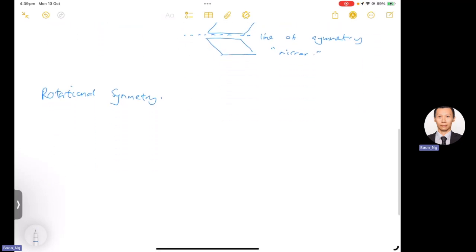The second one, rotational, is more complicated. There are a few things that you need to look into. One is rotational symmetry. It would have at least one center of symmetry. Okay, so when it has at least one center of symmetry, then you need to look at the magnitude of symmetry. What does it mean?